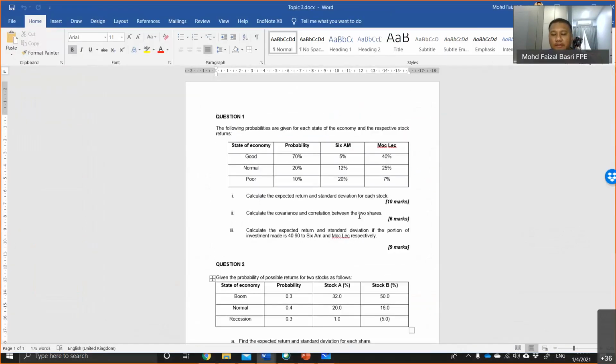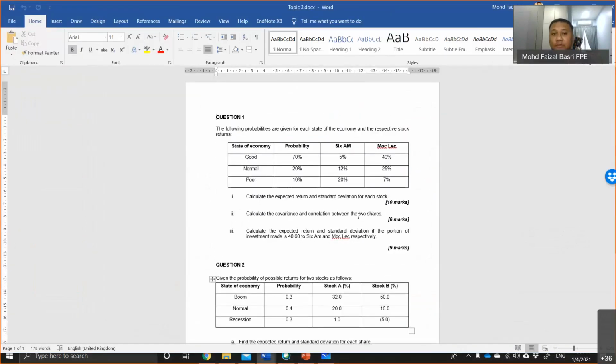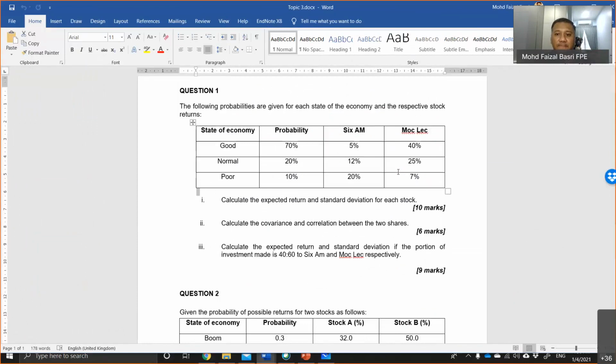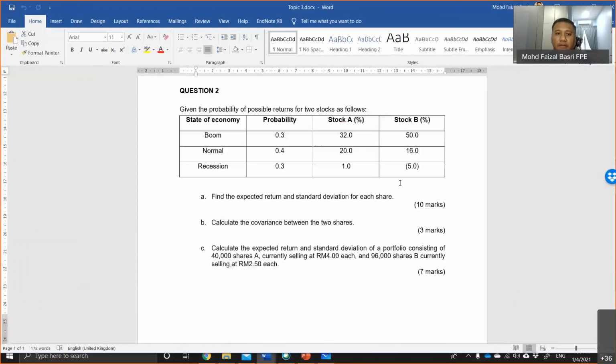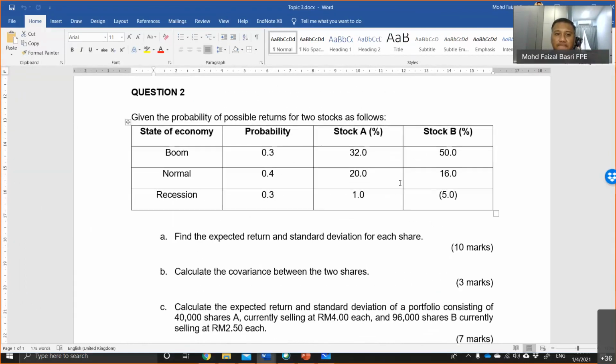Besides the notes that I shared with you, I also shared the exercise for topic number 3. So for today, let's try question number 2. This is how the risk and return question looks like. It will combine both the individual and the portfolio risk and returns valuations.